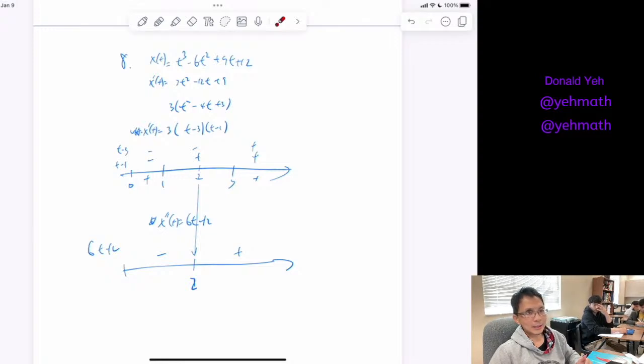So this worksheet basically is all derivatives. There's no integration involved, but this is a review of kinematics.